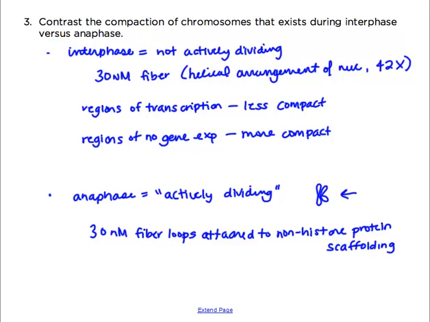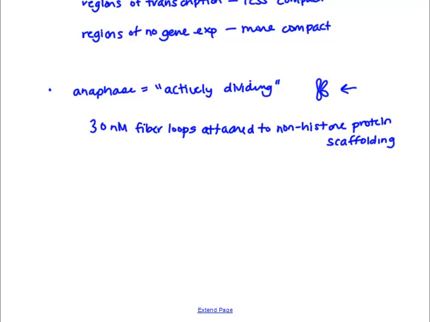Okay, and this gives a massive amount of compaction where it's almost 10,000 times more compact. And remember that the reason for this compaction is so that the DNA can move into the daughter cells without getting broken, without getting pulled apart into different daughter cells. It has to be kept together in one package. So that's why when you're going through active cell division, you have this scaffolding, the radial scaffolding. The more common term is radial loop scaffolding.